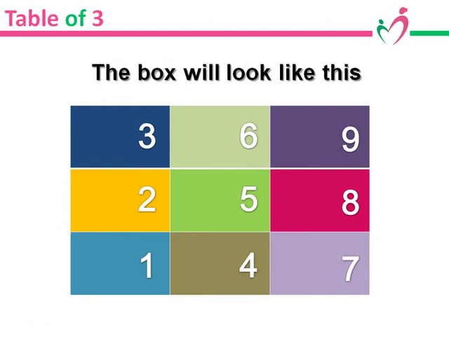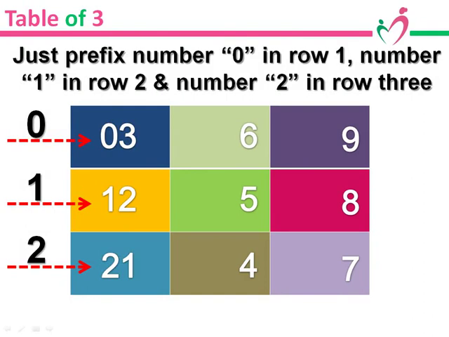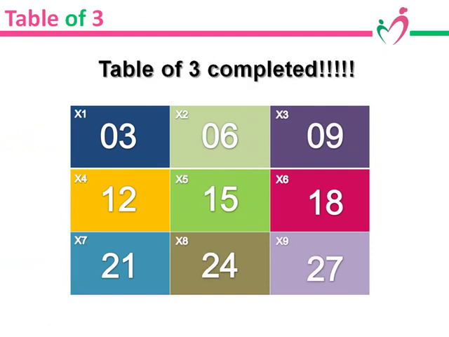Simple. What happens next? The step is even simpler. In the first row in which we had written all these numbers, prefix a 0, in the second row prefix a 1, and in the third row prefix a 2. What does prefix mean? Just writing a number before the already written number means a prefix. So 0 before all these numbers, 1 before the second row numbers, and a 2 before the third row numbers. What does it give us? Oh wow! Can you see? The table of 3 is complete.